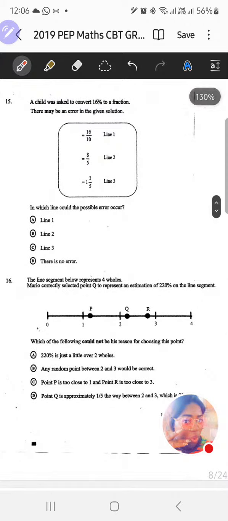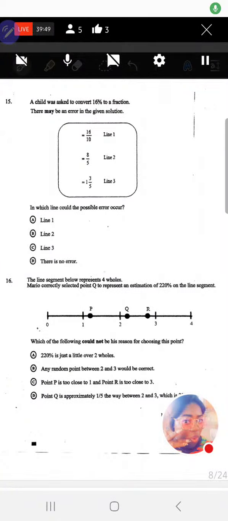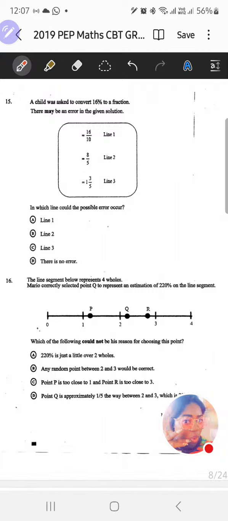So a child was asked to convert 16% to a fraction. There may be an error in the given solution. In line 1, this is what she has. Okay. All right. Now, let's look at this. Firstly, 16% is 16 divided by 100. And that would have to be line 1 if we're solving this, right? She has 16 divided by 10. And if you look at this, this would not represent 16%. So line 1 already has an error, okay? Because we should have 16 divided by 100.